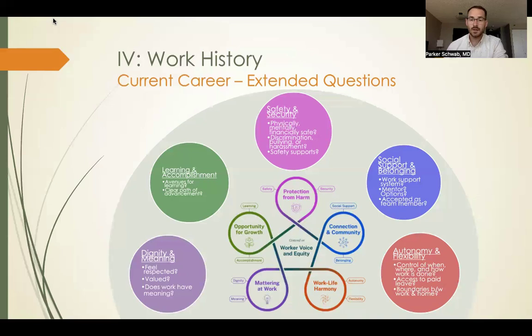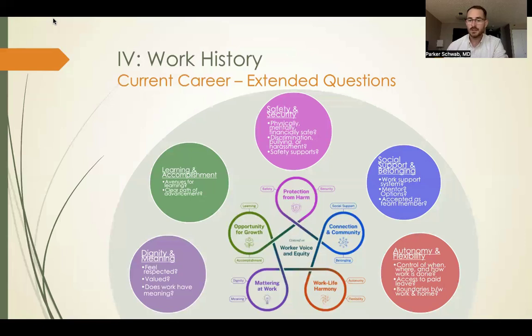For protection from harm, that's digging into senses of safety and security at work. Do they feel physically, mentally, and financially safe at work? Have they been experiencing any discrimination, bullying, or harassment, which is a critical question to ask, as you can help navigate any of those conflicts if they are occurring. And do they have safety supports available at work, and how do they use those resources if they are available?